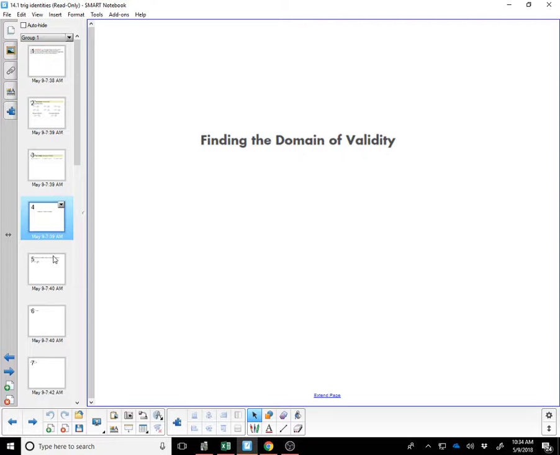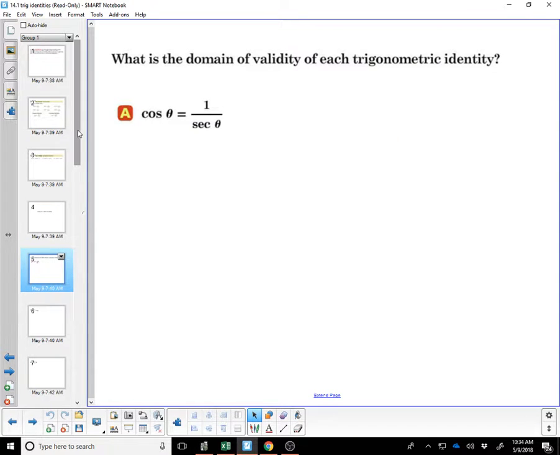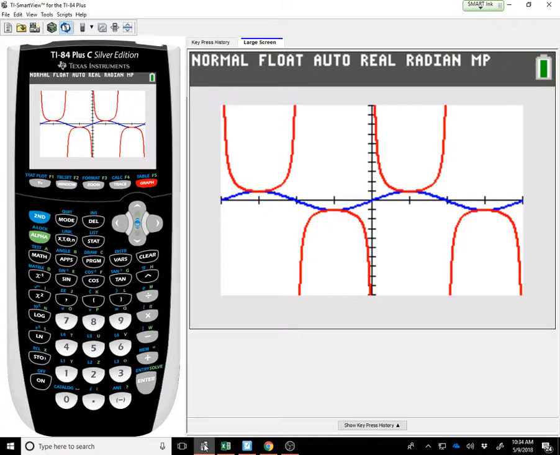Now let's do some of this for real. Now here what they want us to do is to talk about the domain of validity. The domain. That's all they're really asking for. I think they're talking about the whole thing itself. So here's what we want to do. You're going to want to make sure you have your calculator with you.